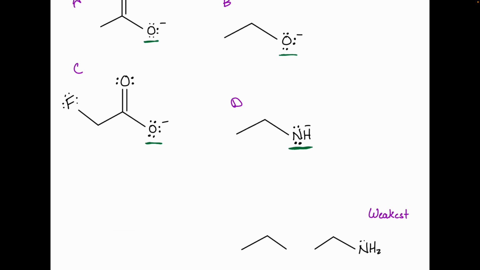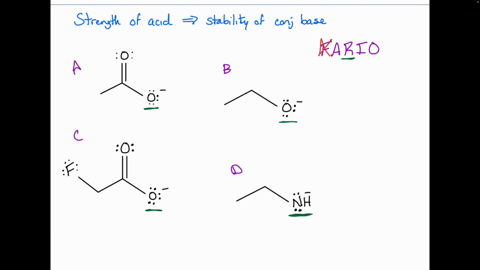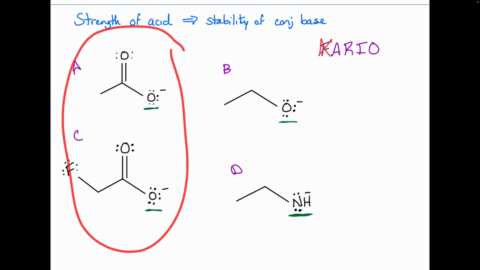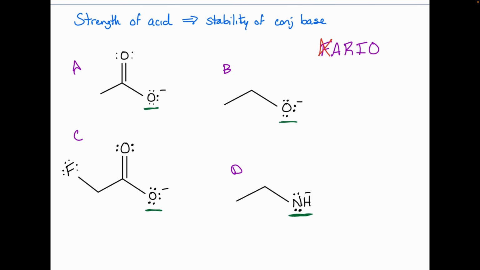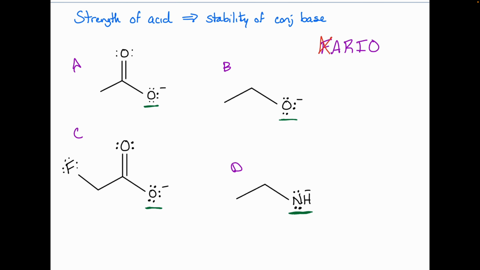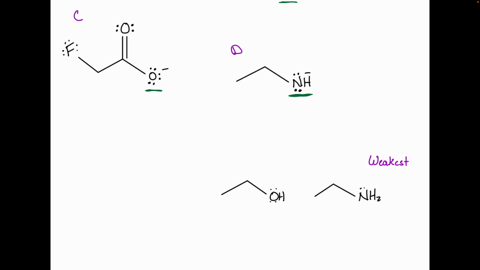All right, so now I have to distinguish between A and C here. Which one of my letters in my acronym is going to help me out with that one? The I for induction. Which one of these is induction stabilized, A or C? C, because of that electronegative element. It's not right next door holding that charge. It's located these 2 carbons away, but nonetheless, through induction, that fluorine can help stabilize that negative charge. So next would be that acetic acid, followed by that fluoroacetic acid.